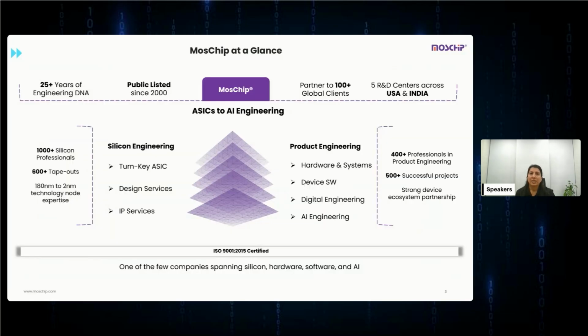Now, let me start with who we are. MosChip has been engineering at scale for over 25 years. We began in silicon, designing ASICs, IPs, and tape outs. Over time, we expanded into board design, system engineering, device software, and now into digital and AI engineering. Across 600 plus tape outs and 500 plus product programs, one theme that keeps repeating that we have observed is that integration gaps kill timelines.